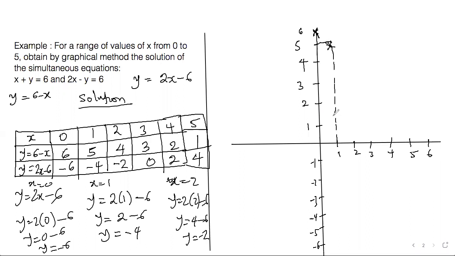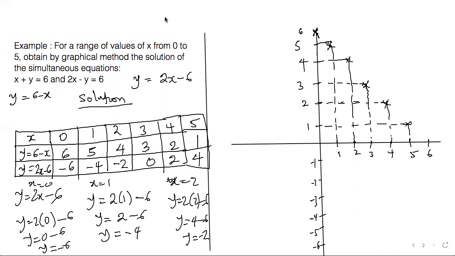When x is 2, y is 4. This is just a rough sketch. When x is 3, y is 3. If you plot this on your graph, you should get the exact value for x and y. 4, 2. So you go to x equals 4, then you go to y equals 2, and you get the point. And when x is 5, y is 1. So 1 for y and 5 for x. So that's what you get.